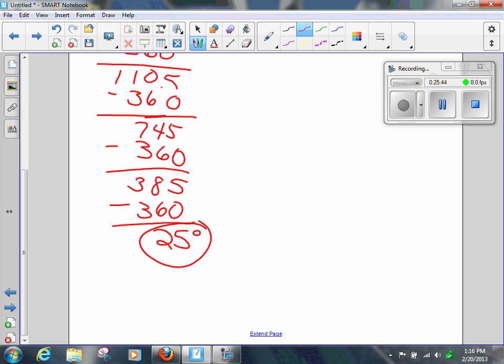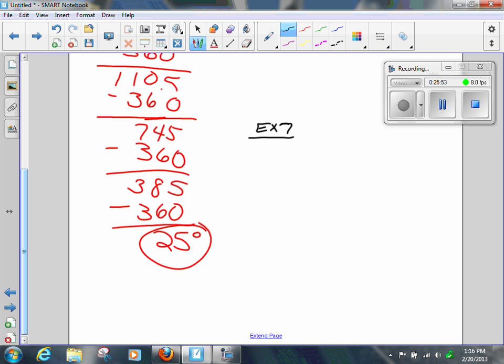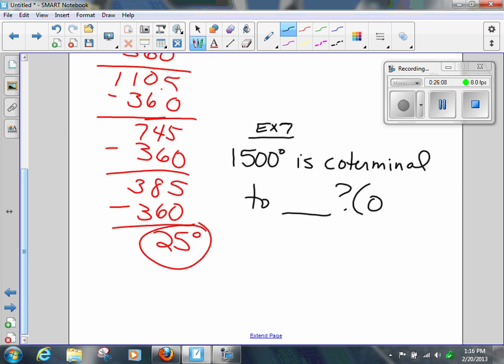Then I want you to do this one. 1,500 degrees. It's coterminal to what angle? And it's between 0 and 360. You do that one.